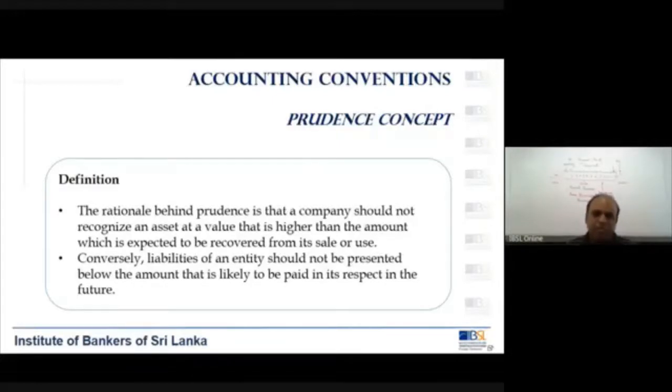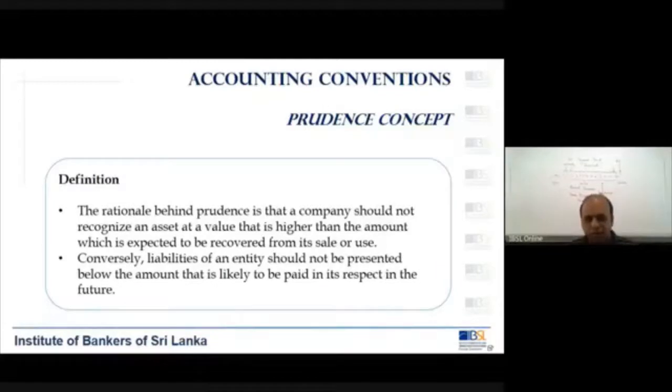For assets, it says you should not recognize an asset at a value that is higher than the amount which is expected to be recovered from its sale or use. On the other side, it says the liabilities of a company should not be presented below the amount that is likely to be paid. So in a nutshell, you should not overstate your asset value, and you should not understate your liability value. I want you all to take down the summary of this prudence concept: you should not overestimate your asset value and you should not underestimate your liability value.